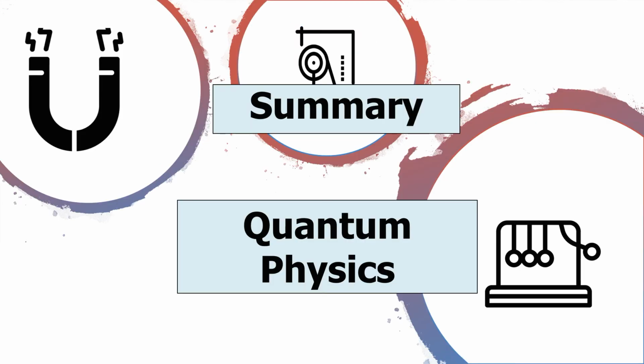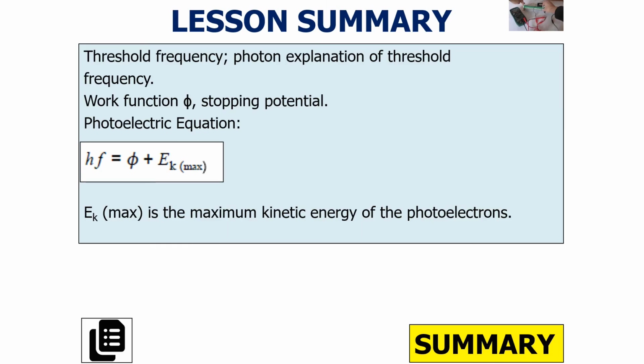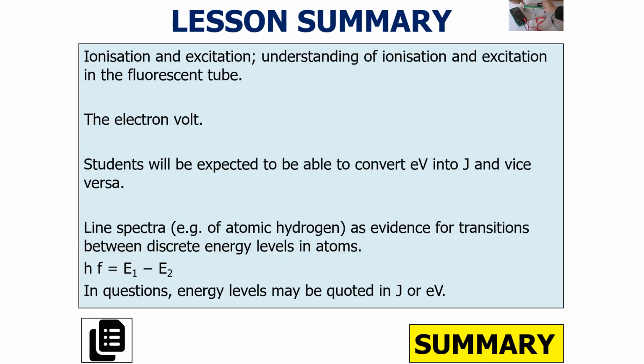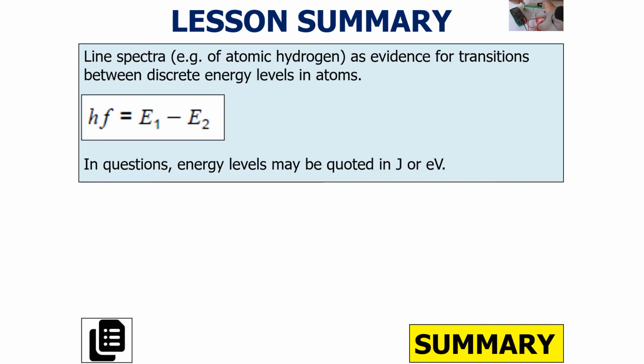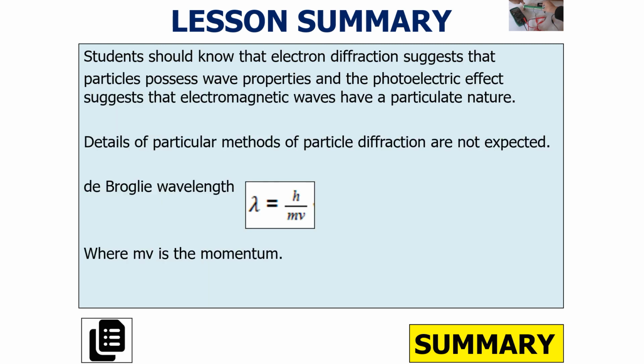So let's summarize what we've learned. We should understand threshold frequency, the photon explanation of the threshold frequency, work function, stopping potential, and the photoelectric equation. We should understand ionization and excitation, including in the fluorescent tube, understand the electron volt, and understand line spectra as evidence for the transition between discrete energy levels in atoms, linking in here with hf equals E1 minus E2. We should also understand that electron diffraction suggests that particles possess wave properties, and the photoelectric effect suggests that electromagnetic waves have a particulate nature.